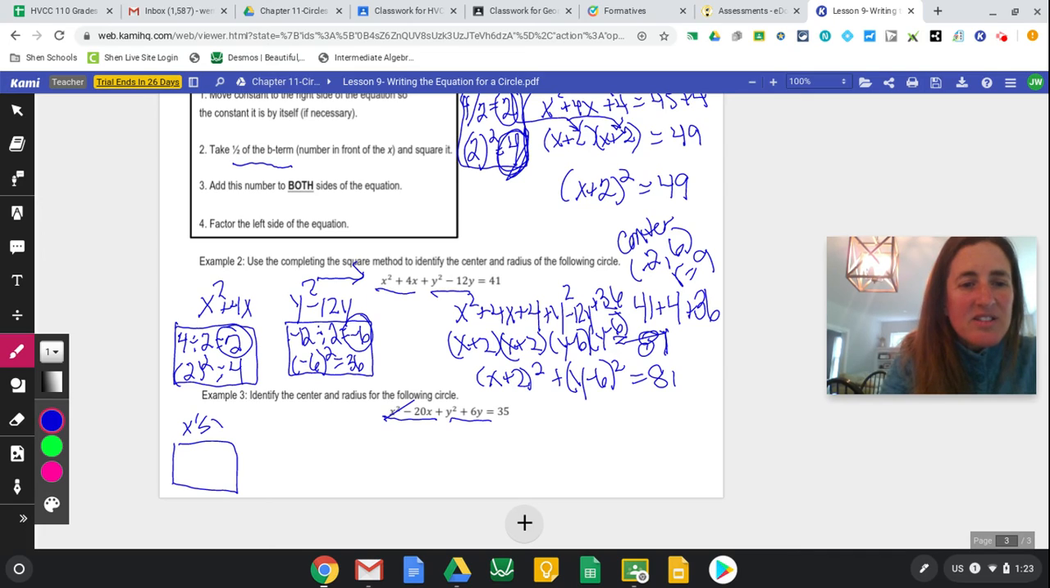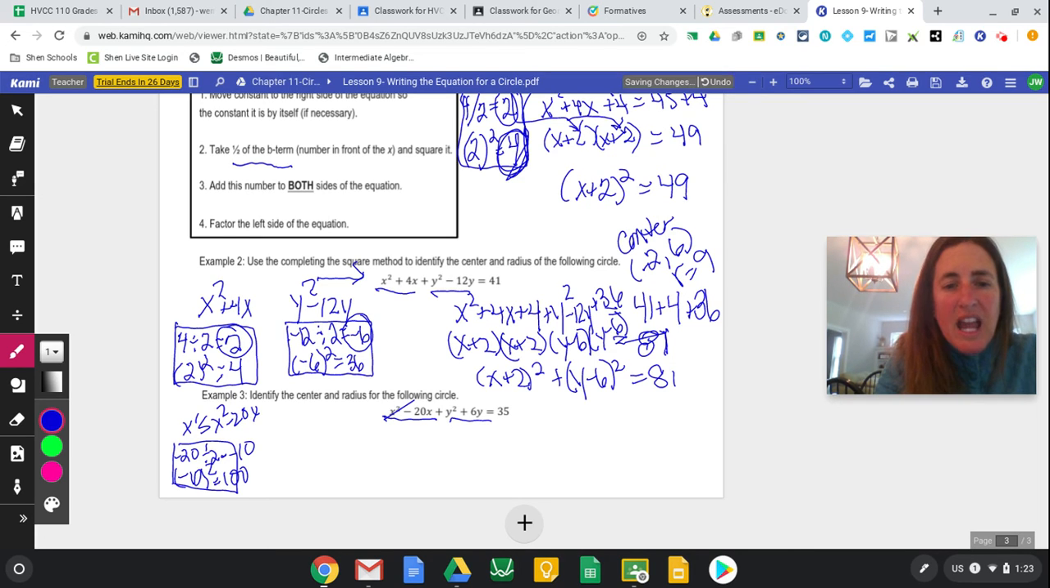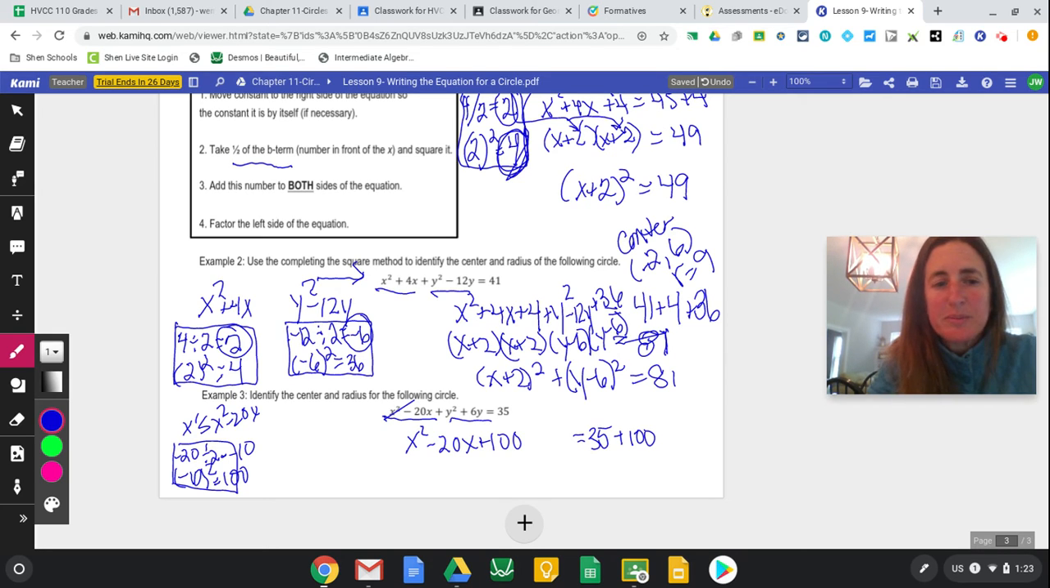And I've got x squared minus 20x. So that means negative 20 divided by 2 is negative 10. Negative 10 squared is 100. So it's going to be x squared minus 20x plus 100. And that 100 gets added to the 35 also.